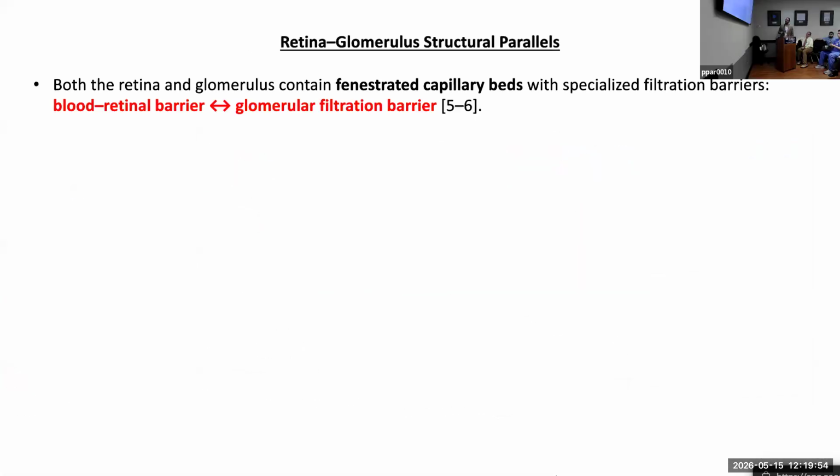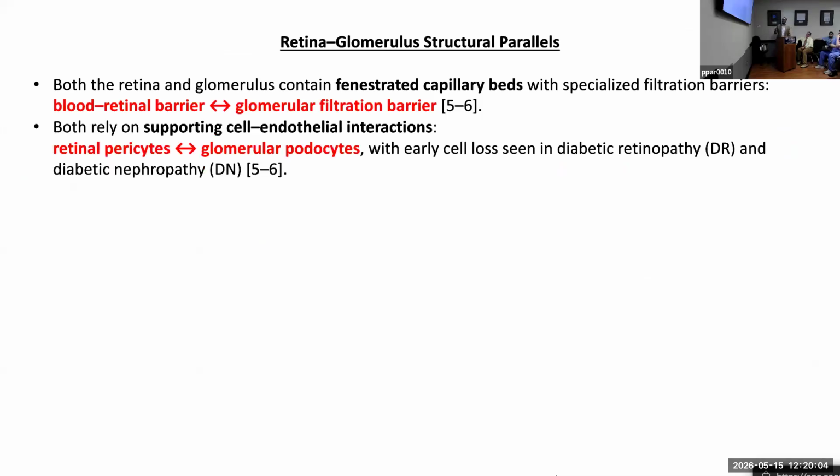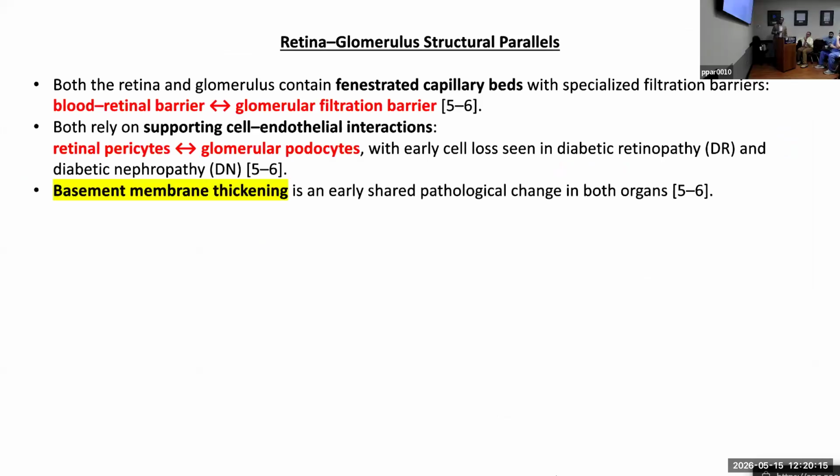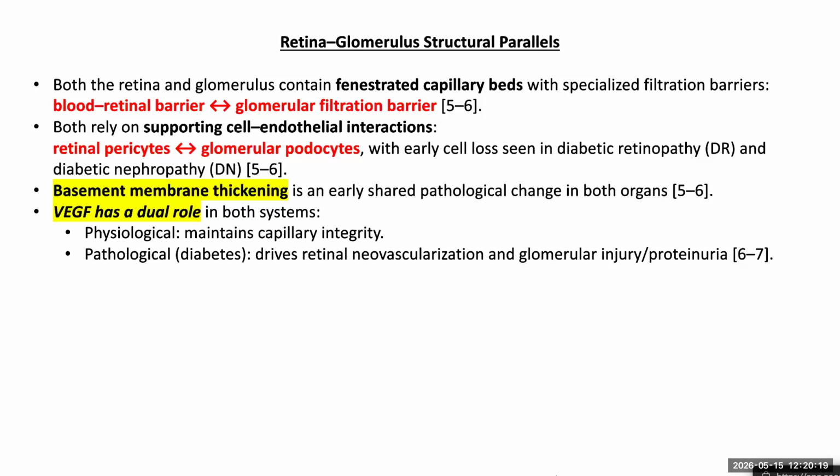They were the basic, and why they are affecting both the things. So both retina and glomerulus contain a fenestrated capillary bed with a specialized filtration barrier, like the blood-retinal barrier and the glomerular filtration barrier. Both rely on supporting cell-endothelial interaction, retinal pericytes and glomerular podocytes. Basement membrane thickening is the first thing that happens in both the organs.